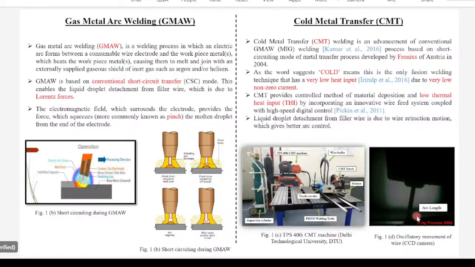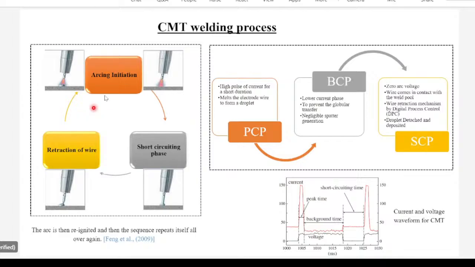This oscillation is controlled with precision by DPC, digital process control. That's why it is a synergic welding process. So this is the main CMT welding process, and this is how it is initiated. This is the arc initiation. Arc initiation comes with the wire coming towards the melt pool, and then the second phenomenon is the short circuiting phase, which is when the wire just touches the melt pool.